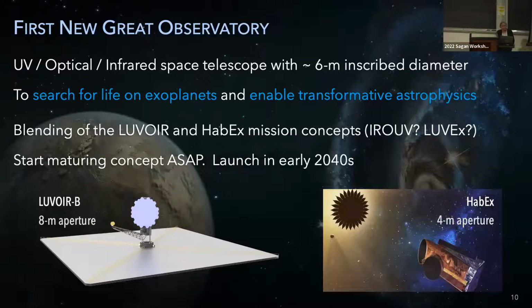This mission should be a super Hubble that can perform a huge range of revolutionary astrophysics. But unlike Hubble, this telescope would actually be designed to find truly Earth-like planets around sun-like stars and see if they harbor life. So this recommended telescope is a blending of 2 of those pre-decadal mission concepts, LUVOIR and HABEX. And we don't have a name for this mission yet. Some people are calling it IRUV, but that's awful. So for the time being, I'm calling it LUVEX until I'm told otherwise. And that's not great, but it's better than IRUV.